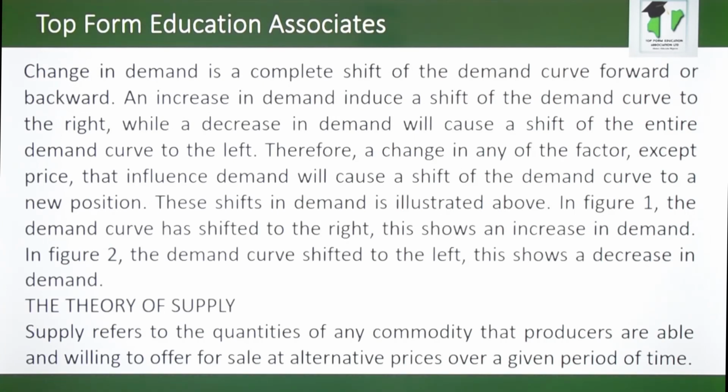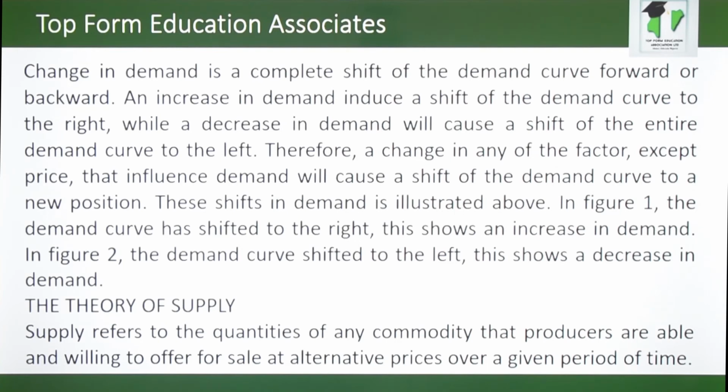We have exhausted the theory of demand. The next we want to look at is the theory of supply. Of course, supply is the opposite of demand. Supply refers to the quantities of any commodity that producers are able and willing to offer for sale at alternative prices over a given period of time. So like I said, supply is the opposite of demand. Everything that happens in demand, the opposite will happen in supply.